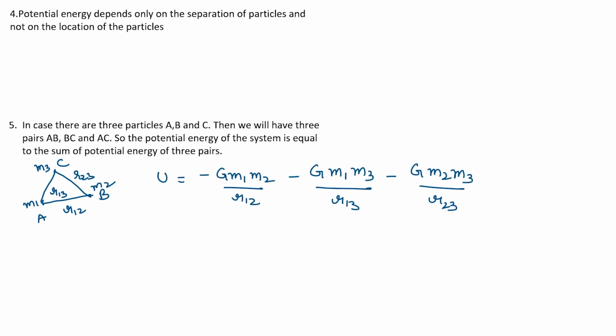And if you have n particles, then how many pairs would be formed? You will have n into n minus 1 by 2 pairs. So, to calculate the potential energy of the system, you have to calculate the potential energy of all the pairs and then find out the sum to obtain the total potential energy.